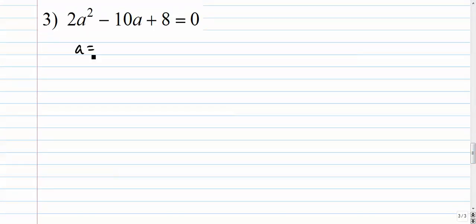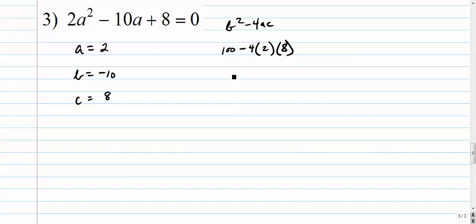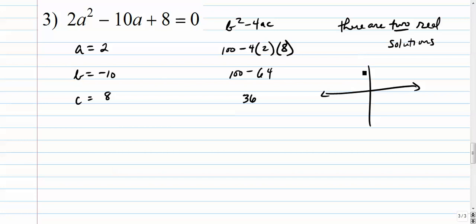Alright, number 3, last one here. So let's extract our A value, our B value, and our C value. That's +2, -10, +8. So your discriminant is +100 minus 4 times 2 times 8. So that's 100 minus 64. So that's +36. And that tells me that there are 2 real solutions. If I were to graph this thing without using a calculator, of course, I would know that it's definitely going to be shaped like this because the lead coefficient is positive, and 2 real solutions tell me that it goes through the x-axis and has solutions right there and there.